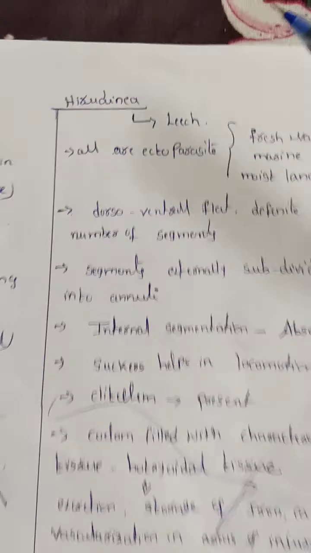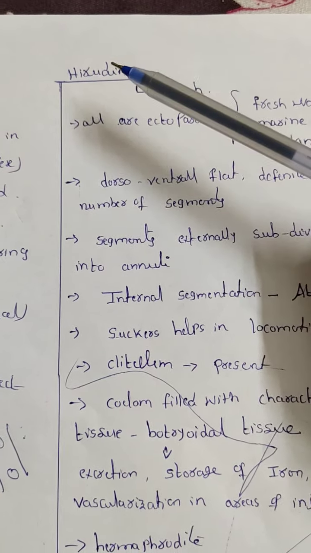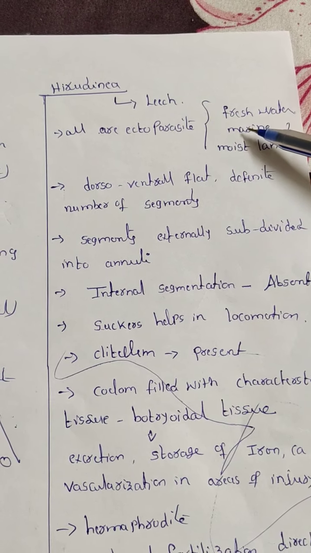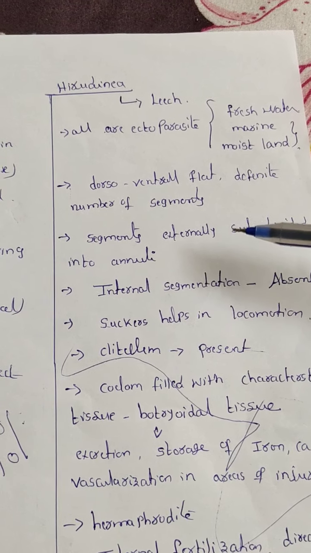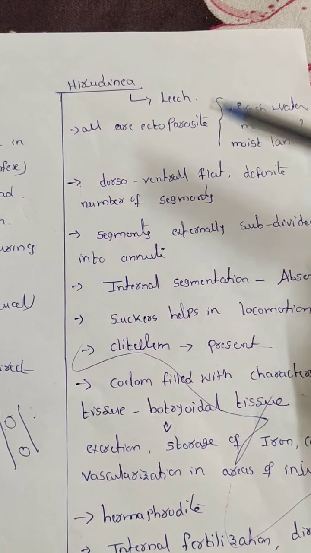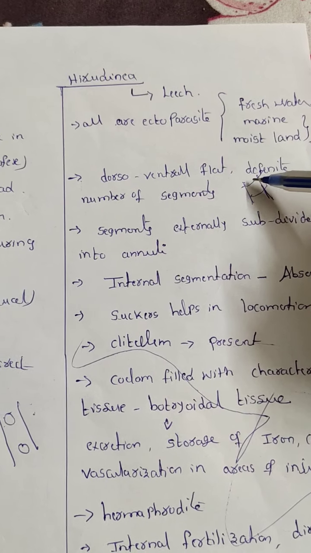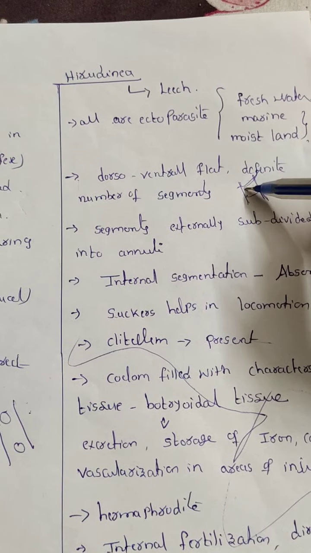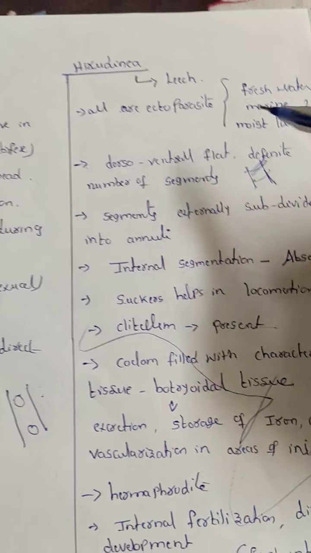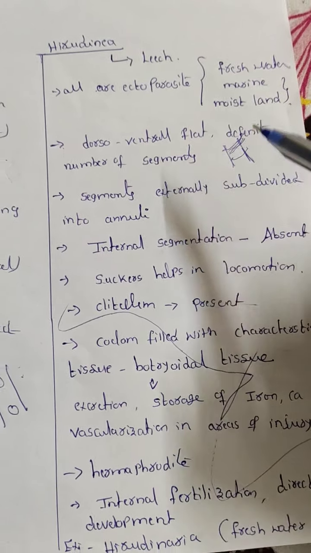And then next, if we go for the Hirudinea, the best example is the leech, Hirudinaria. Hirudinea organisms are all ectoparasites. Some live in fresh water, some in marine water, some in moist land. The organism is dorsoventrally flattened with a definite number of segments. It means only a small number of segments are present. These are called segments. And each segment is externally subdivided. Those subdivisions are called annuli. Externally, but internally segmentation is absent.